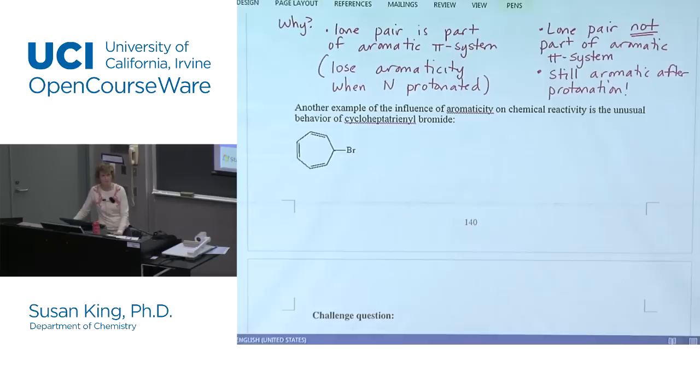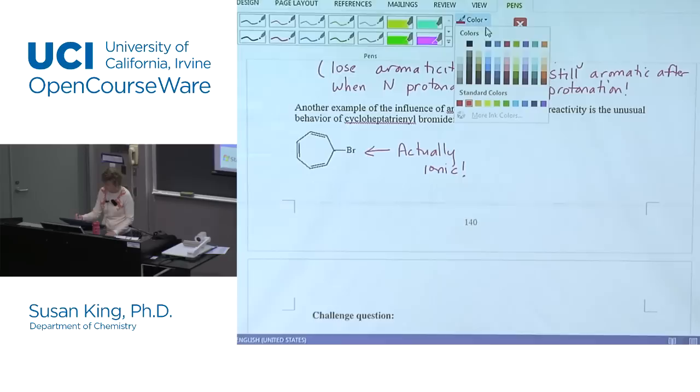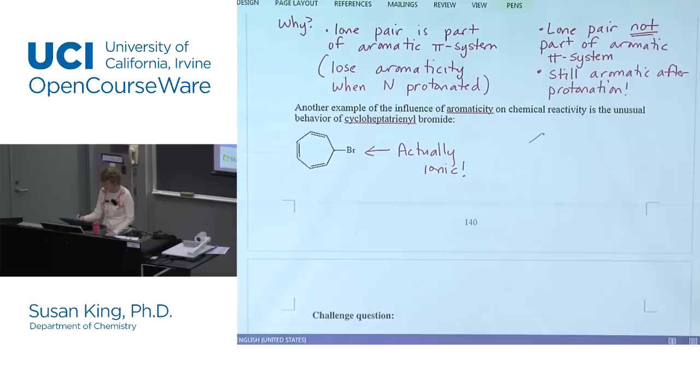All right, another really interesting compound is this compound here. It's a cycloheptatrienyl bromide. And it's actually ionic. The way we have it drawn, it doesn't look like that, but it's actually ionic. And the structure of this is really cool because what we have here is this 7-membered ring, and we saw on the previous page that this is aromatic. And then the counter ion is bromide ion. So much power in aromaticity that those electrons are transferred completely to the bromine so that this compound can be ionic.